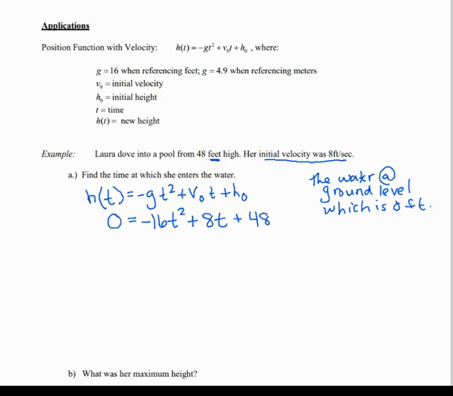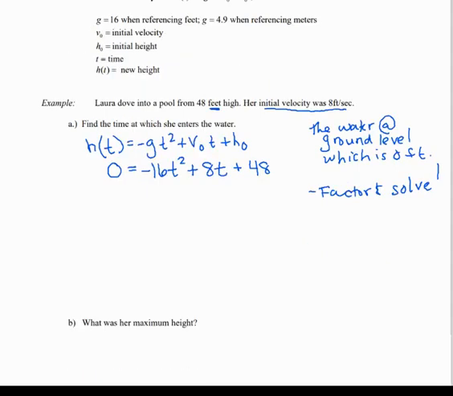Now that we have our quadratic equation, we can actually go ahead and we can solve. So what I'd like you to do is go ahead and solve this problem. It's already equaling 0, so go ahead and factor and solve. Okay? If my question had said, when would she be 4 feet in the air, then I would set my equation equal to 4, and so forth.